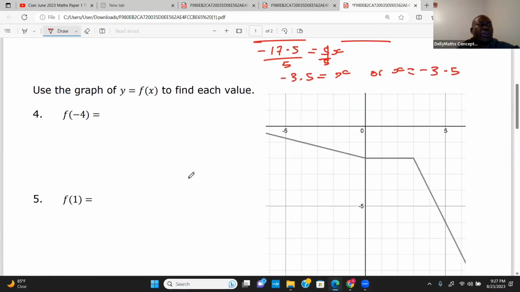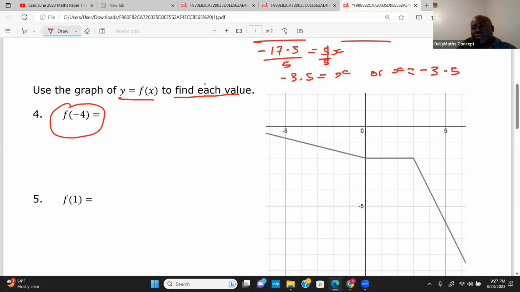All right, let's take a look. Now we're going to be evaluating a graph, right? This question says, use the graph of y equal to f of x to find each value. All right, so we're looking at the graph here, right? So here's our graph on this side. Let's take a quick look at what's actually going on. The first question is saying we want to find the value of f of negative 4.